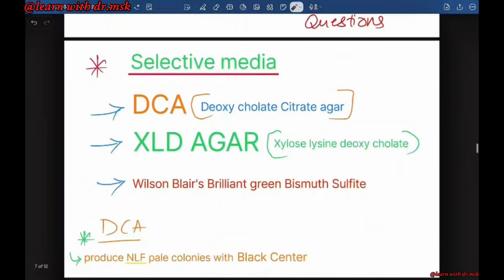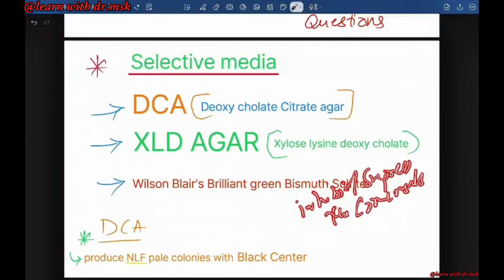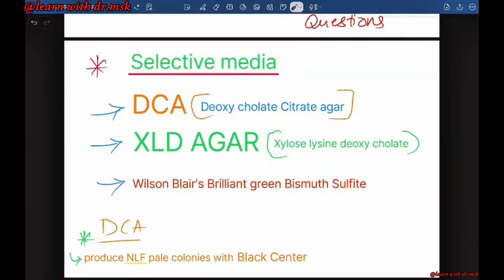Next thing, what is a selective media? As I said, it allows a specific type to grow, and inhibits or suppresses the commensals. What is meant by commensals? Commensals means other bacteria that are not desired to grow. Suppose I want to grow Salmonella typhi, and there is a presence of lactobacillus and others. So I suppress the other bacteria and grow Salmonella typhi. That is called a selective media.